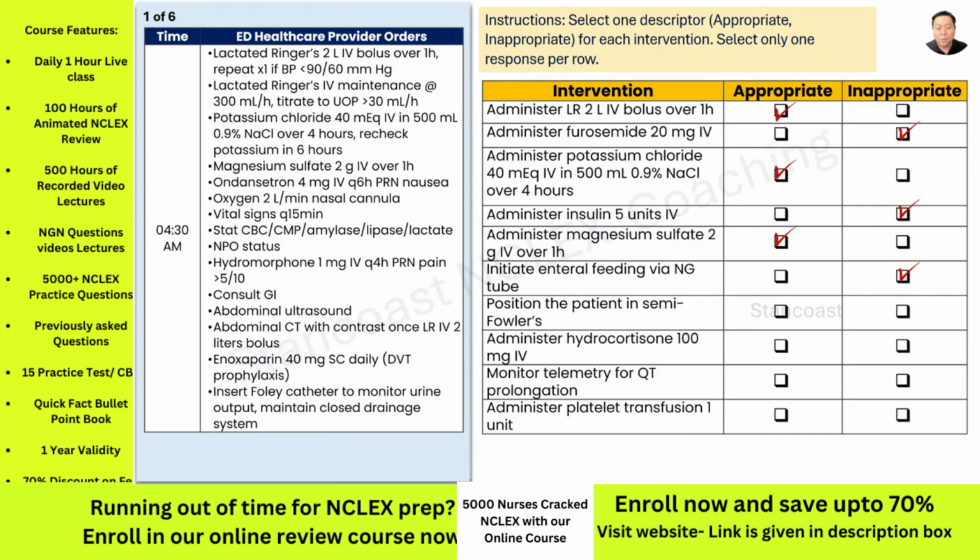Around this time, we're going to keep the NPO status. We're not going to give any nutrition via nasogastric tube. The goal for that is to lessen the inflammatory process, particularly in the pancreas. All right. And when we give the feeding via nasogastric tube, this can also increase the risk of aspiration, especially in this unstable patient. Next intervention, it says position the patient in semi-Fowler's.